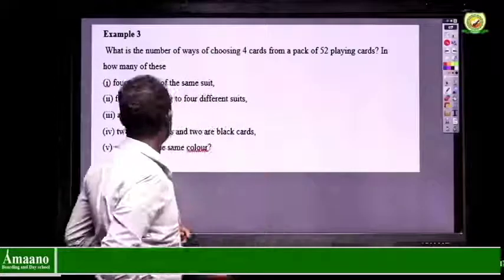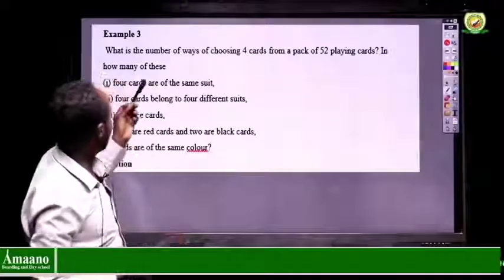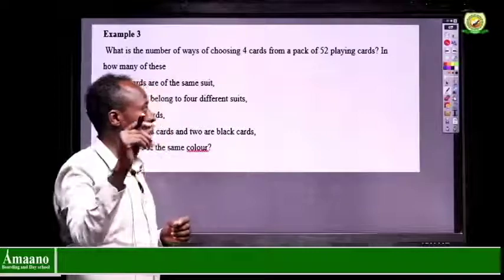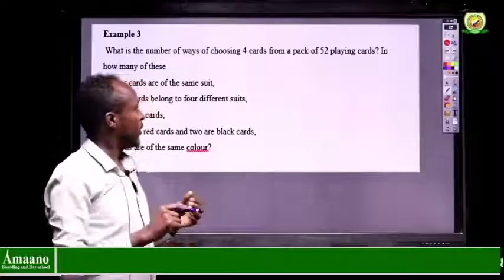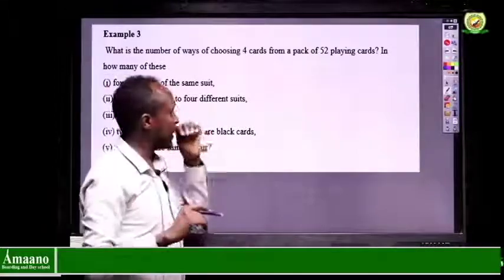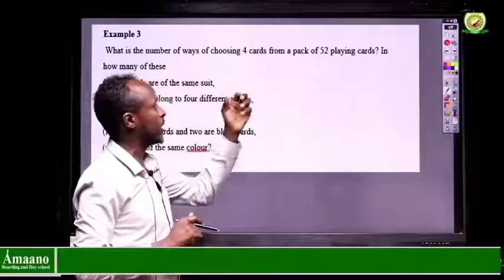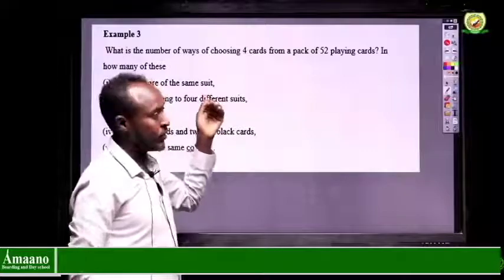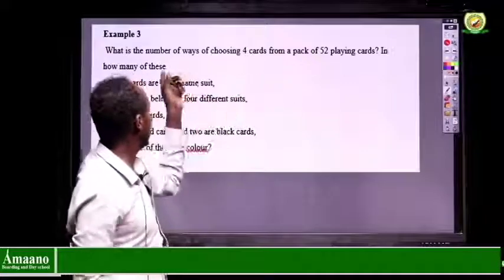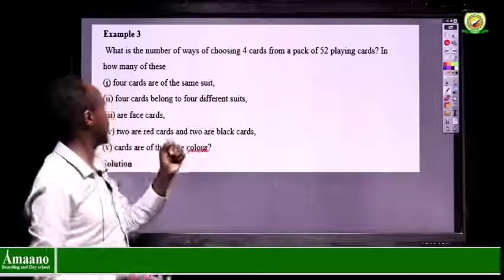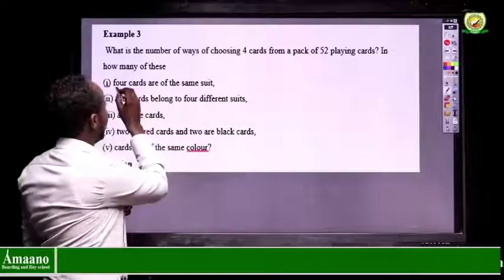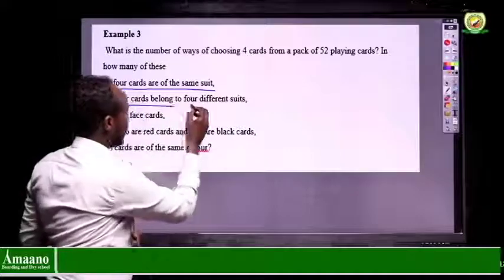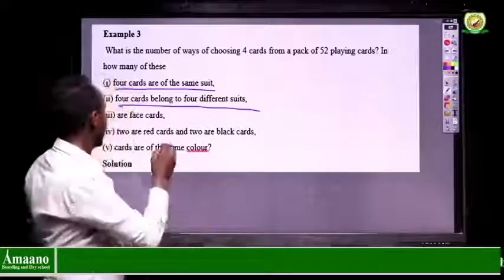In this question it was asked, what is the number of ways of choosing 4 cards from a pack of 52 playing cards? How many selections of 4 cards can we select from 52 playing cards? Then it is followed by another question: in how many of these arrangements do we have 4 cards of the same suit, or 4 cards belonging to 4 different suits?